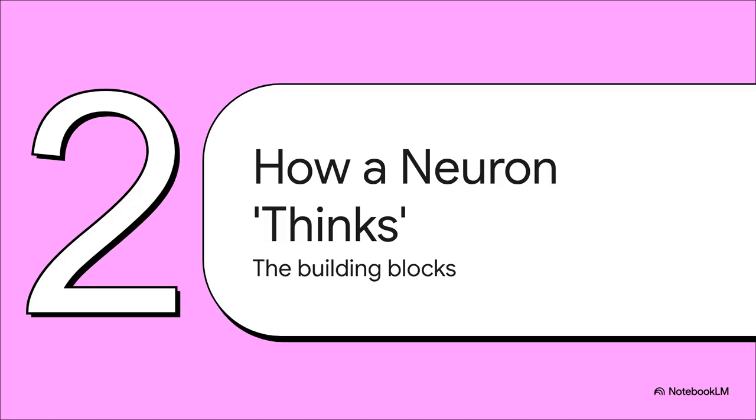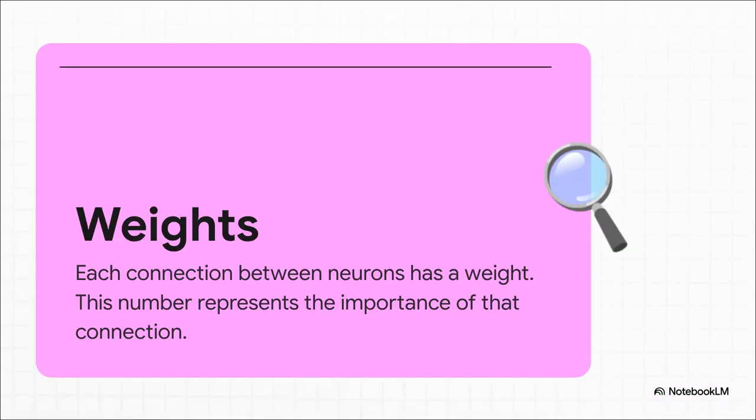So we've seen the whole network, the big picture. But what about the little tiny units that actually make it up? Let's zoom way in on a single one of these artificial neurons and see how it actually thinks. All right, first up, weights. Every single connection between these neurons has something called a weight. You can think of it like a volume knob that controls how much influence one neuron has on the next. A really high weight means the connection is super important. By turning these knobs up and down, the network learns which patterns it needs to pay close attention to.